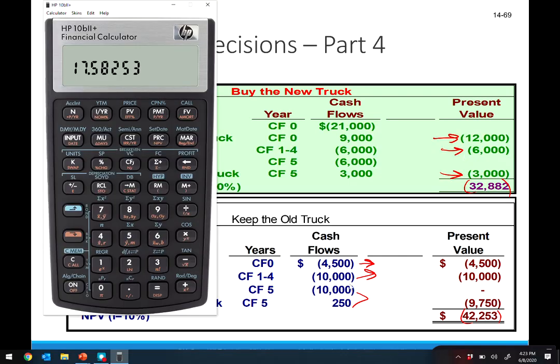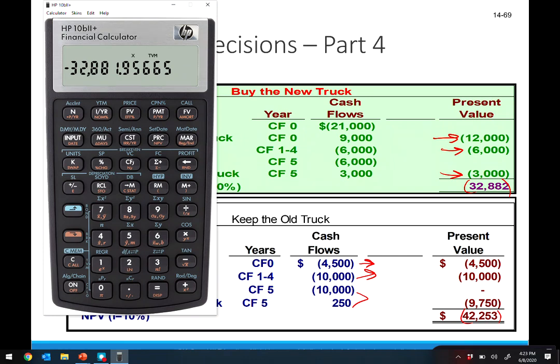And in this case, because we're dealing with costs, we want to choose the least negative, which is still effectively the highest present value, right? The smallest negative is the bigger number. So when we do this, let's just verify that this works. $12,000 is going to go in as a negative for cash flow 0 for the new truck. Then $6,000 as a negative for cash flow 1, 2, 3, and 4. And then $3,000 as a negative for cash flow 5. And then we hit our NPV. And I forgot my discount rate, which is 10. We hit our NPV and it's $32,882.